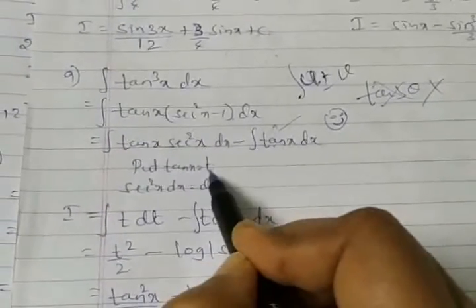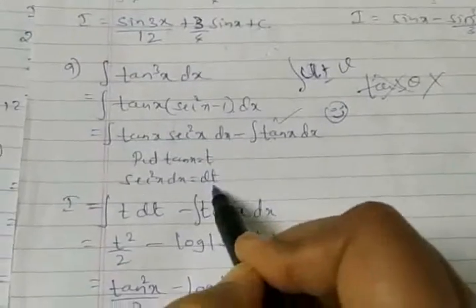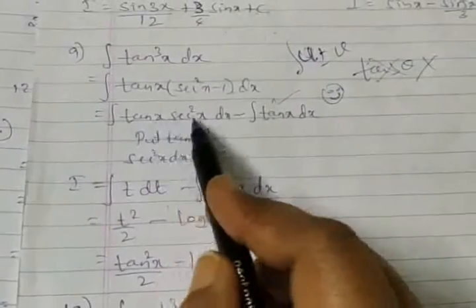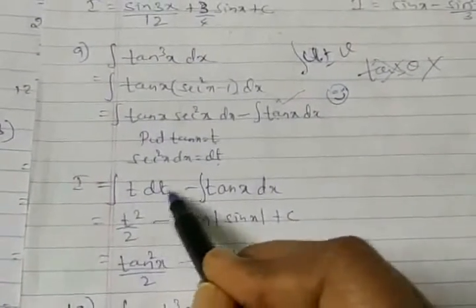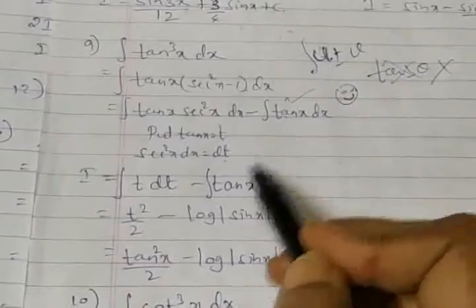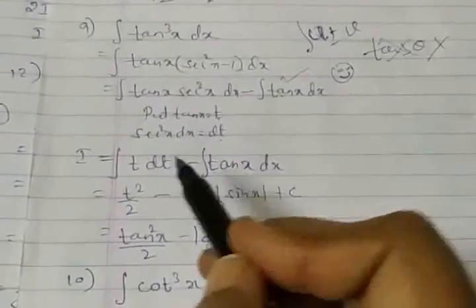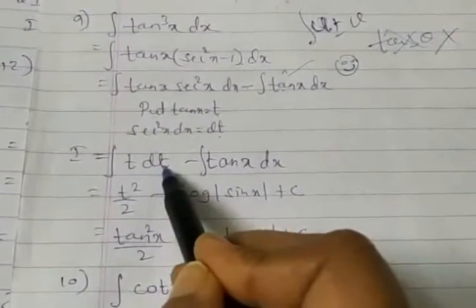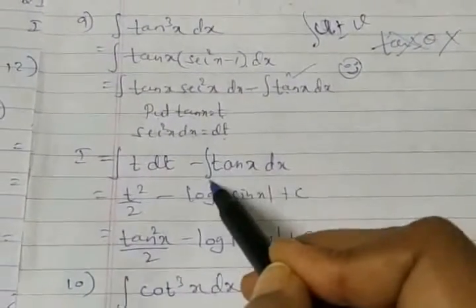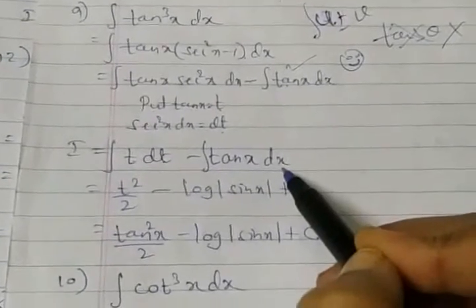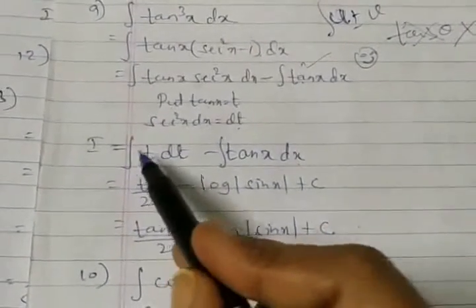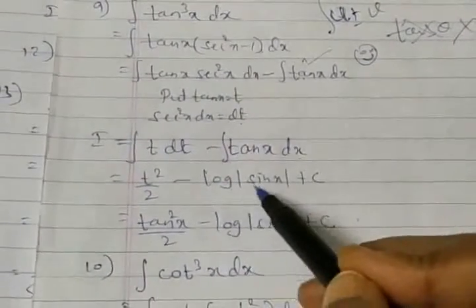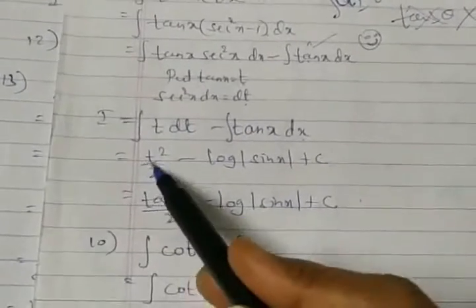Put tan x is equal to t. We have secant square x with respect to x is dt. So I goes to now. First part will be under substitution. So the integration of t with respect to t minus integration of tan x kept as it is. Please make a note. First part is integrated with respect to t. Second part is integrated with respect to x. Okay? So integration of t will be done as t square by 2 minus integration of tan x is taken as log mod sin x plus c. But t will be replaced back.